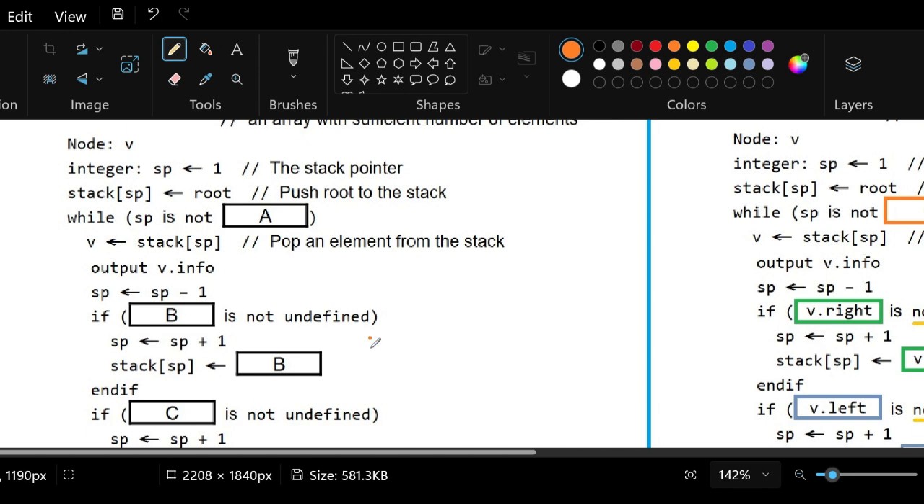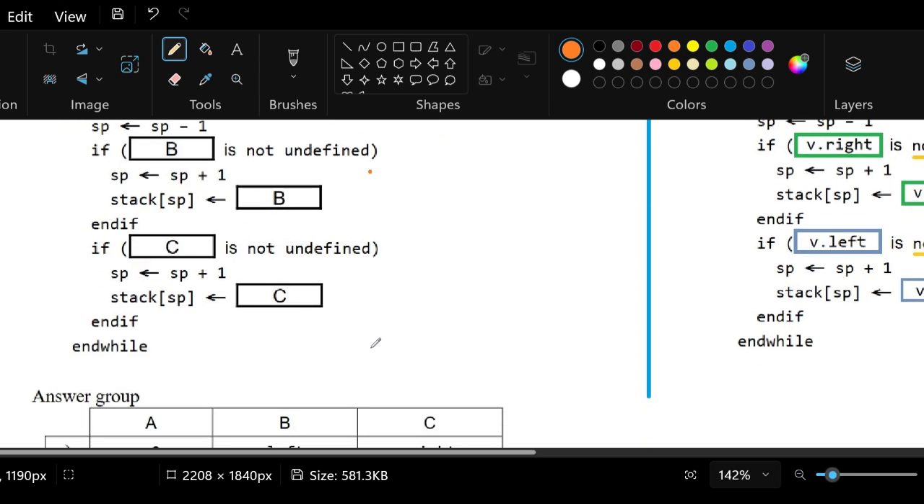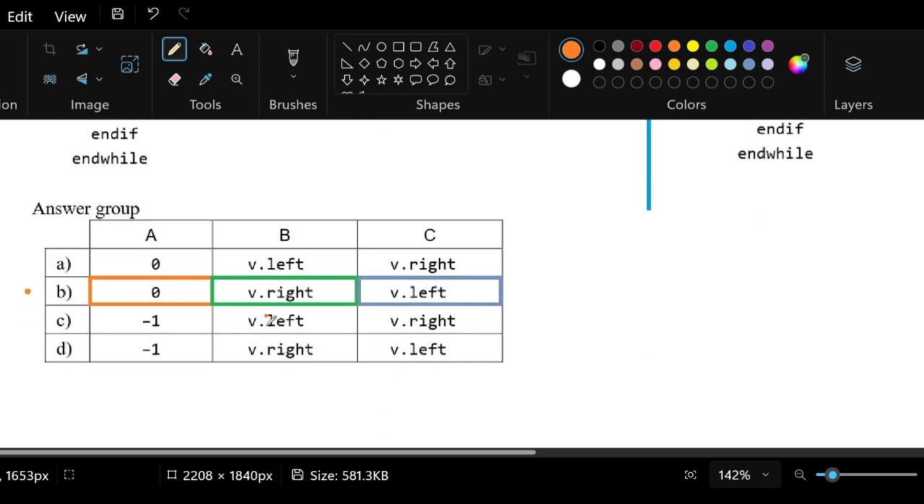And again, to be able to at least narrow down the choices, we can look at the answer group. And here we find that for blank A, we only have two choices, 0 or -1. For blank B, it's right or left, and C, left or right.